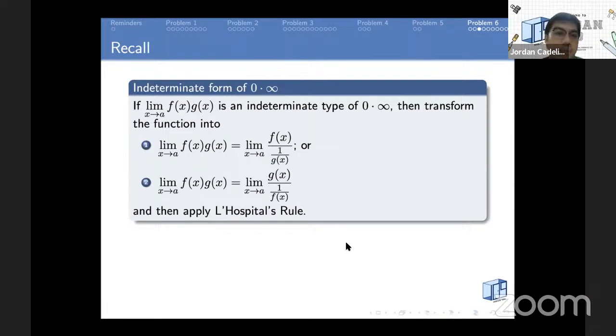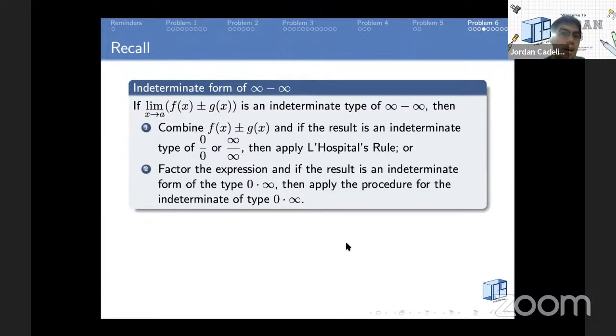So either yung gagawin nating reciprocal, yung g of x, or gagawin nating reciprocal, yung f of x. Tapos apply lang natin ang L'Hopital's rule. Next naman, kung infinity minus infinity yan, then yan yung kalalabasan. Combine mo yung f of x at saka g of x, tapos check if nagiging 0 over 0 or infinity over infinity, then we try to apply L'Hopital's rule. Then factor out the expression, and if the result is an indeterminate type of the form 0 times infinity, gawin lang din yung same method kanina.